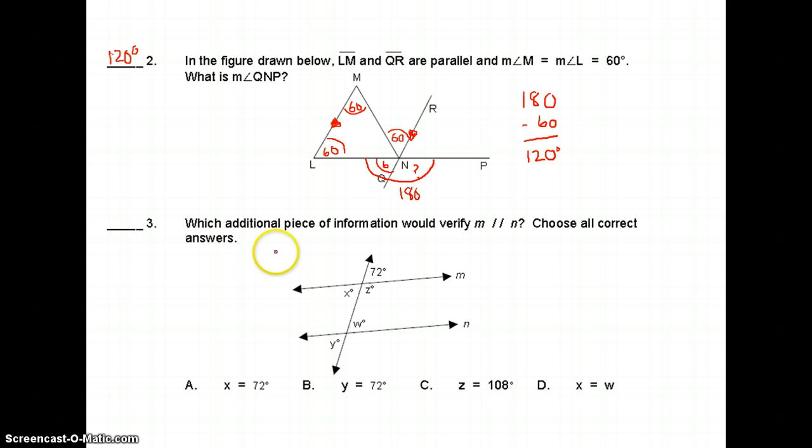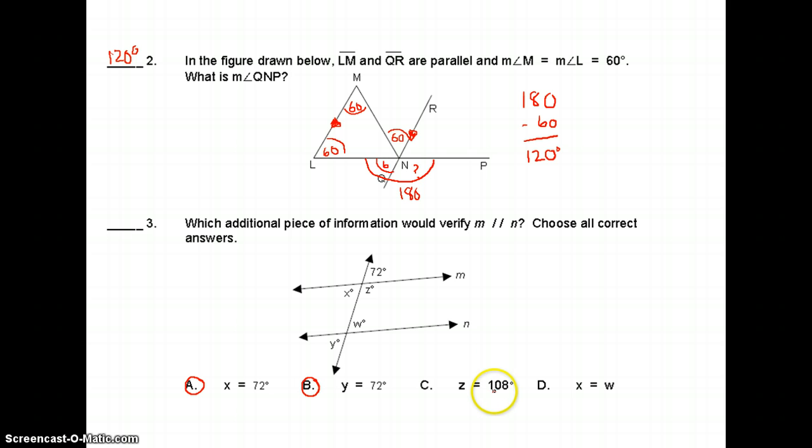Okay, number 3. Which additional piece of information would verify that M is parallel to N? Choose all correct answers. Okay. Let's see. A says x is equal to 72. Well, if M is equal to 72, x, which is a vertical angle, is also equal to 72. So right there. That one's correct. Y is equal to 72. Well, M is here. Y is way down here. We know that these are alternate exterior angles, and when lines are parallel, alternate exterior angles are congruent, so that is also true.